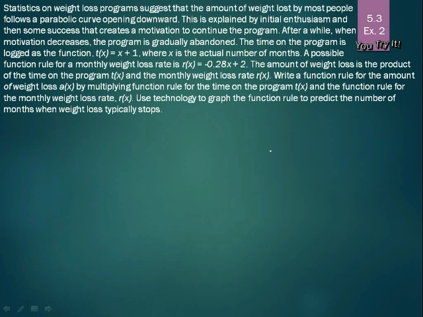Write a function rule for the amount of weight loss a of x by multiplying the function rule for the time on the program t of x and the function rule for the monthly weight loss rate r of x. Use technology to graph the function rule to predict the number of months when weight loss typically stops.